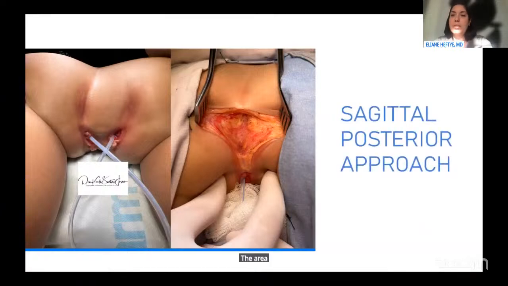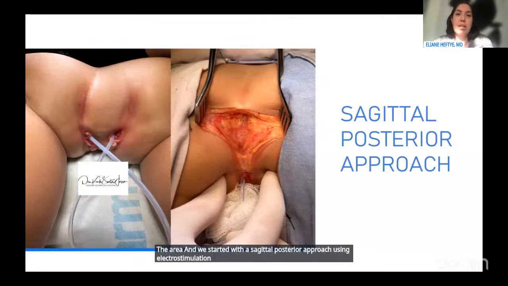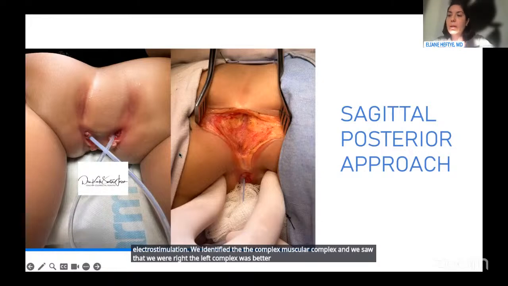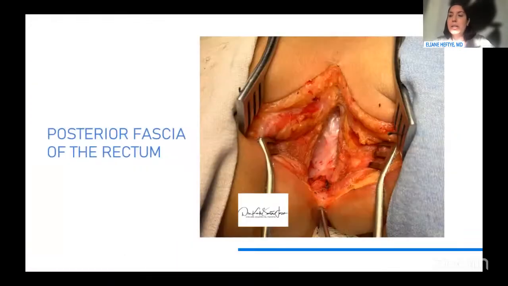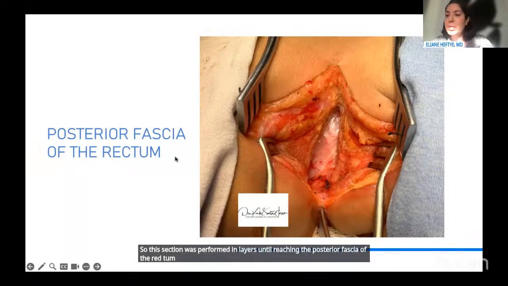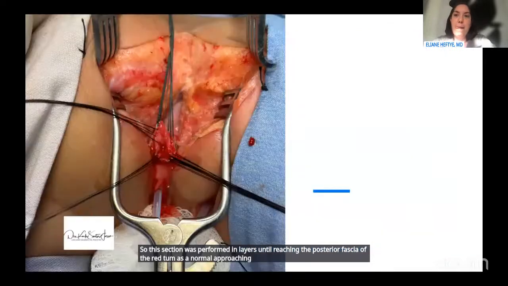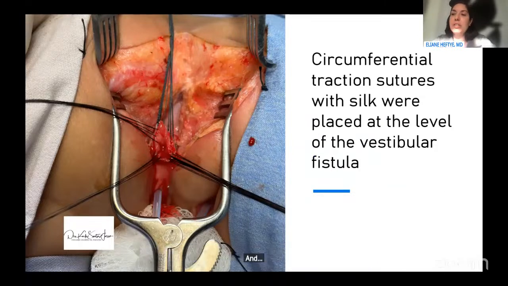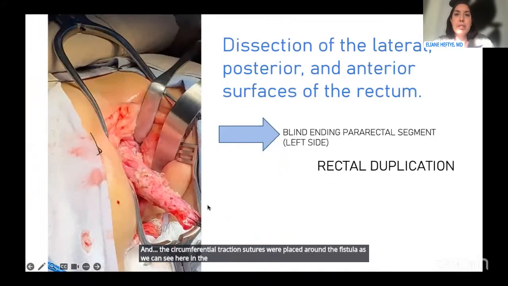We started with a posterior sagittal approach using electrostimulation. We identified the muscular complex, and we saw that we were right, the left complex was better. The dissection was performed in layers until reaching the posterior fascia of the rectum, as in a normal approach. Circumferential traction sutures were placed around the fistula, as we can see in the picture. And I'm going to show you this video.